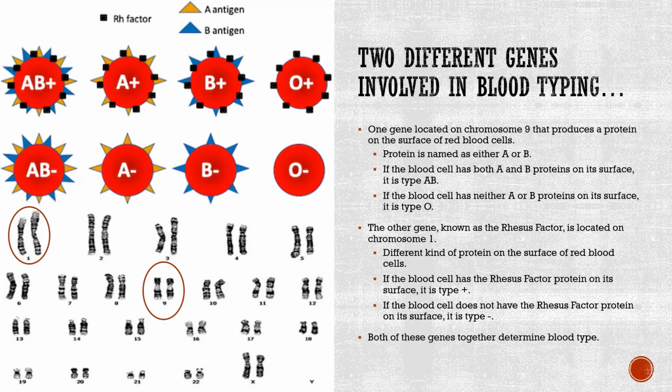Okay, so there are two different genes involved in blood type. There's one gene located on chromosome 9 that produces a protein on the surface of red blood cells. The protein is named either A or B. If the blood cell has both A and B proteins on its surface, its type is AB. And if the blood cell has neither A nor B proteins on its surface, it is type O.